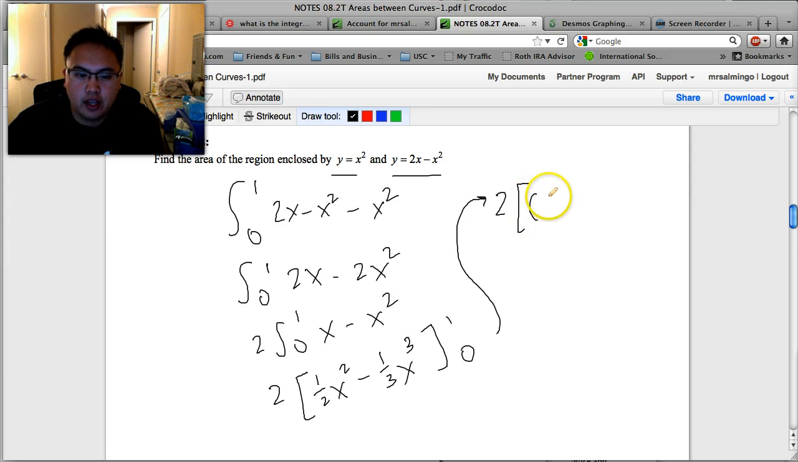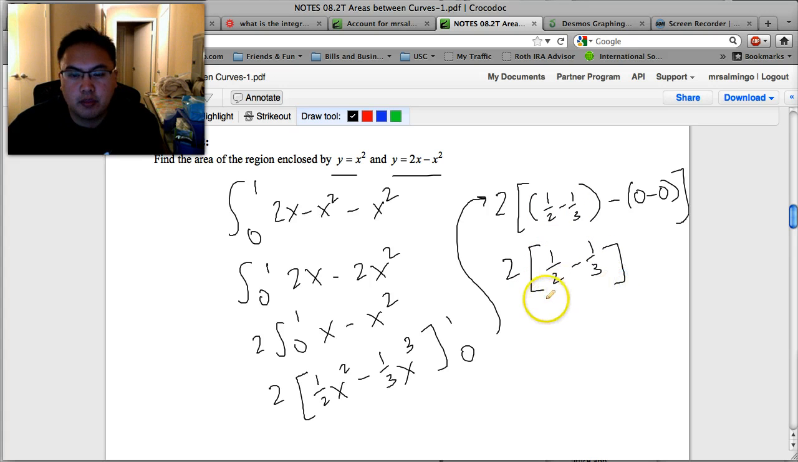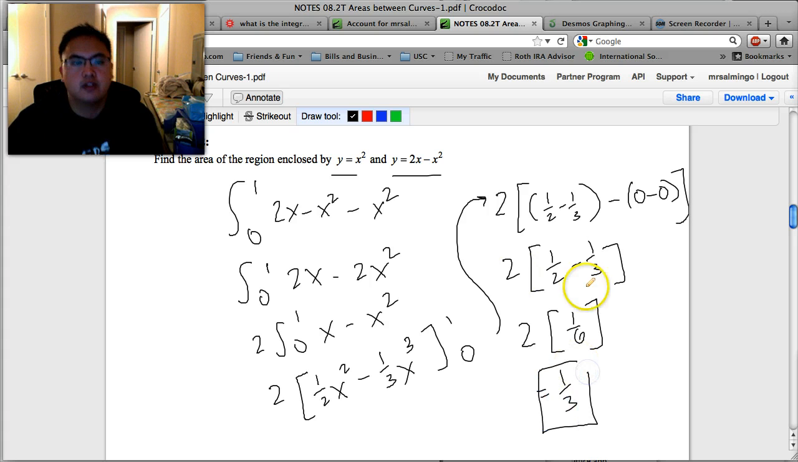If I plug in 1, I get half minus 1/3. If I plug in 0, I get 0 minus 0. So all I get is a half minus 1/3. Just doing common denominators, 3 over 6 minus 2 over 6, just 1/6, which times the 2 I get 1/3. So again, this is something that you could do in your calculator.